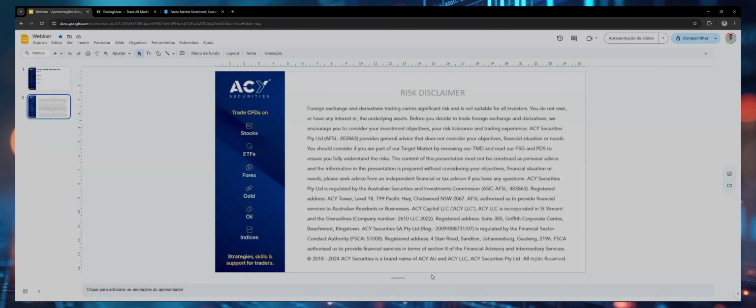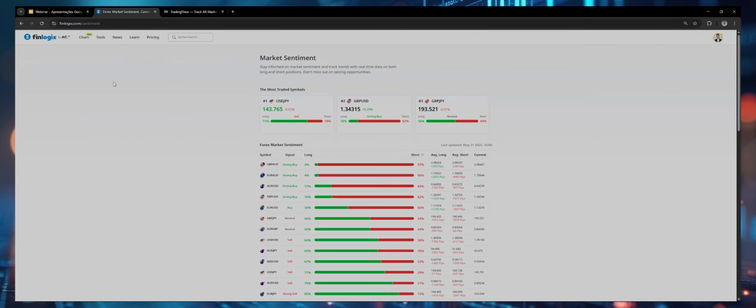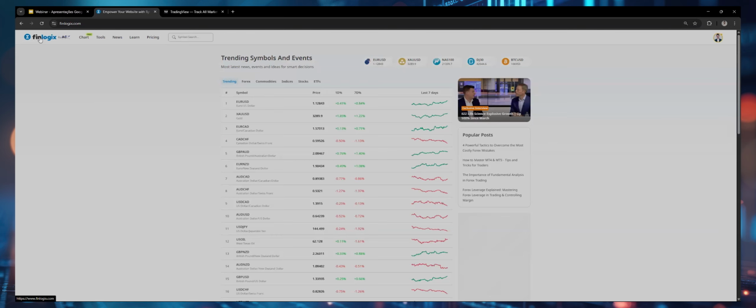I'm sharing my screen, right? Yeah, I'm sharing my screen. Okay, cool. So that's the tool we use, so market sentiment. How you get access to it, it's pretty simple.